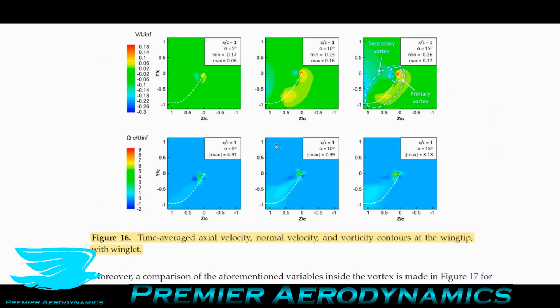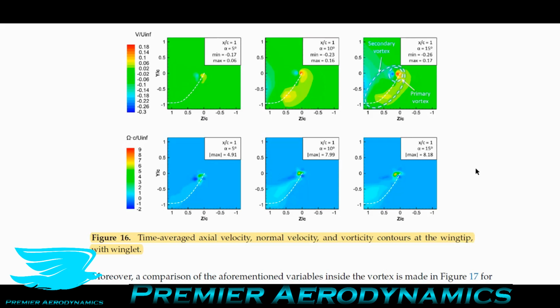And I have plots here at 5, 10, 15 degrees at 1 chord downstream. And you can see now the wingtip vortex is much smaller, and the maximum vorticity is lower as well. And it's really spread out across the entire wingtip. In fact, there's a secondary structure here, which increases with the angle of attack as well. And I'm not too sure what that is from. They didn't go too much into it as well. I think it needs future work done on it.